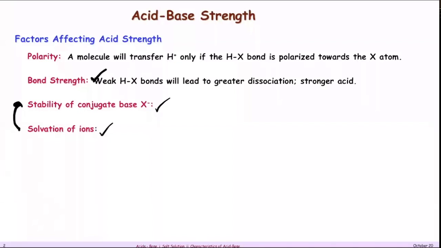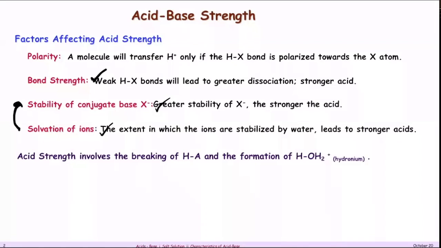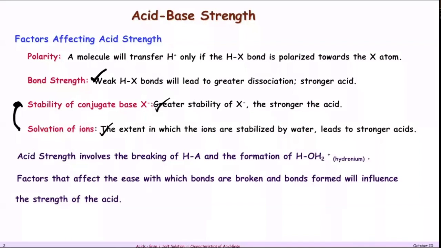So these are the definitions, okay? Acid strength involves the breaking of HA and the formation of water in general. Factors that affect the ease with which the bonds are broken and bonds form are an indicator of acid strength. Okay, it'll give you a stronger acid.